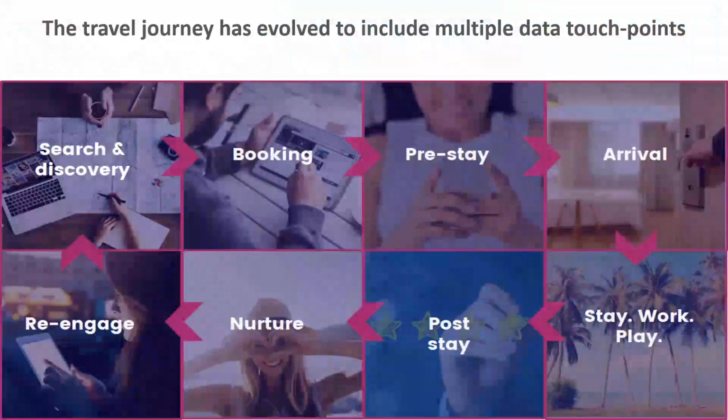The travel journey, as I said before, has evolved from those three core pillars that we've looked at for many years as marketers, the pre, post, and stay, to a much wider journey. You can see here on the screen, we've expanded that journey into the search and discovery phase, booking, pre-stay, arrival, the point to re-engage, nurture, post-stay, and then after they're actually at the property.